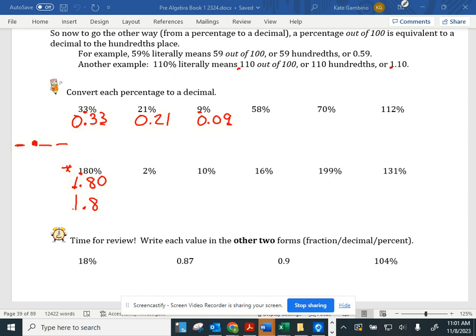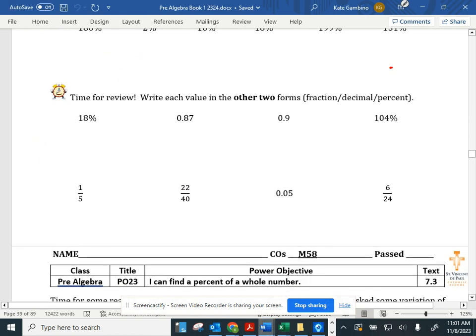All right, let's look at the second part of today's assignment. It's review time. So you're going to review it. It's different than the one I have in my book. So you're going to go back and forth between fractions, decimals, and percents. They will give it to you one way. They give it to you as a percent. You need to write it in the other two ways. You need to write the fraction and the decimal.